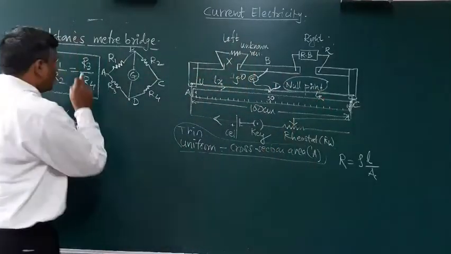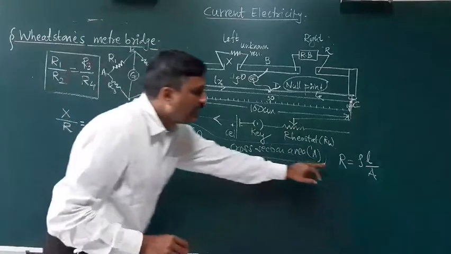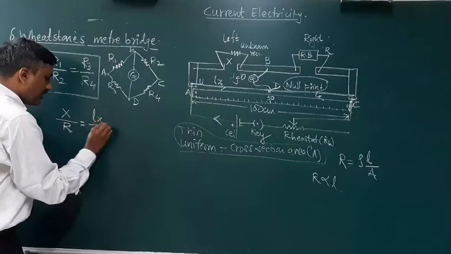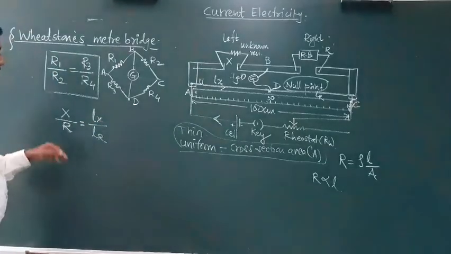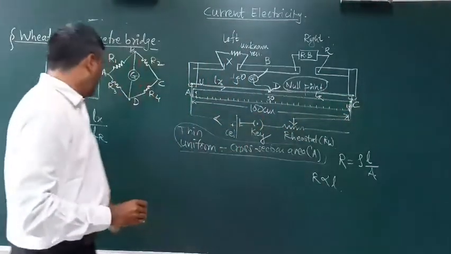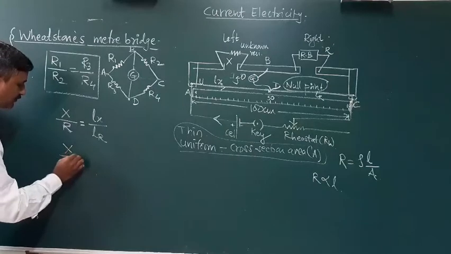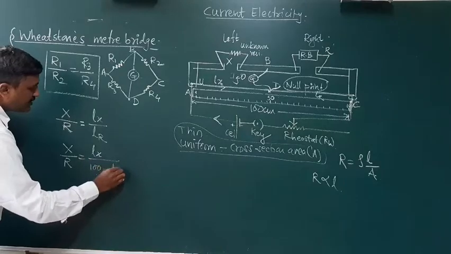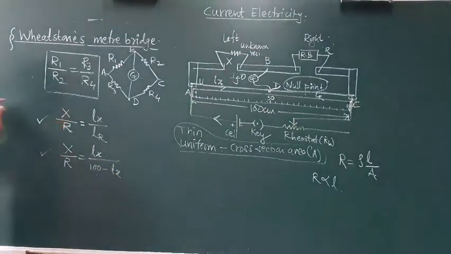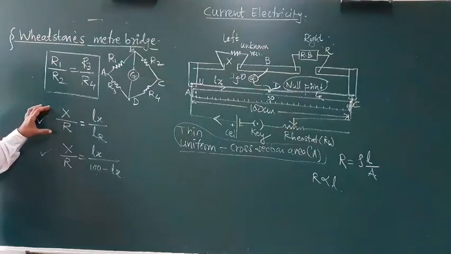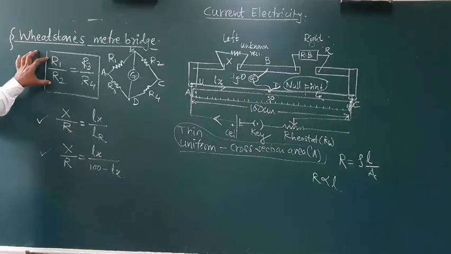Because R is proportional to L, it becomes Lx upon Lr. What is Lx plus Lr? It is 100 centimeter. So my new formula becomes X by R equals Lx upon 100 minus Lx. These are the two important formulae. With the help of these two formulae, we can easily find the value of the unknown resistance.